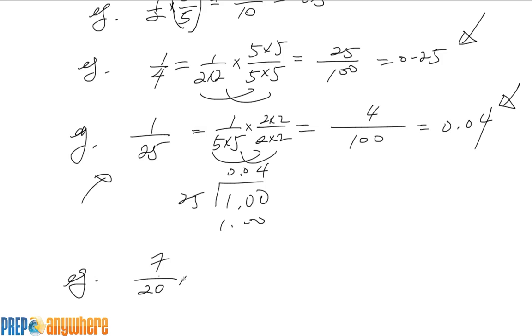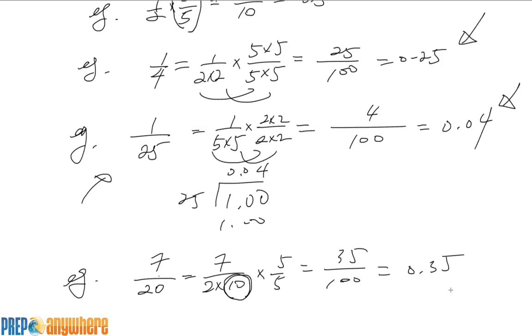Here's what I'm going to do. I'm going to ask myself, how can I turn 20 into a power of 10? Well, I know that a 2 paired with a 5 makes a 10. 20 is 2 times 10, so I already have the 10. I just need an extra 5. So I get 35 over 100, and 0.35.